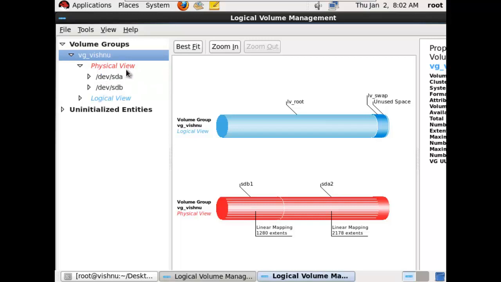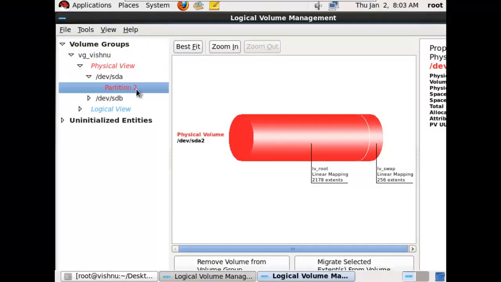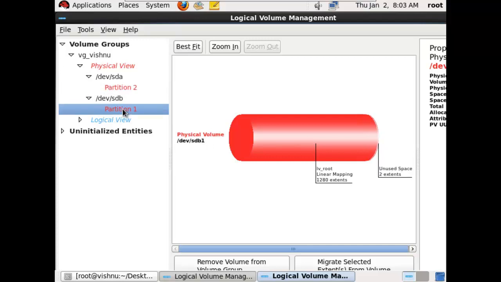Now guys, if you click on PV, inside PV you can see we have SDA and SDB, and in SDA we have only SDA2 acting as a PV. You can see that this LV_root and this LV_swap, which are two LV, are occupying the space of this SDA2 volume. In the same way, if you see here for SDB1, this SDB1 is also occupied by LV_root, as we have extended that LV_root with SDB1. So from here also you can get different information.